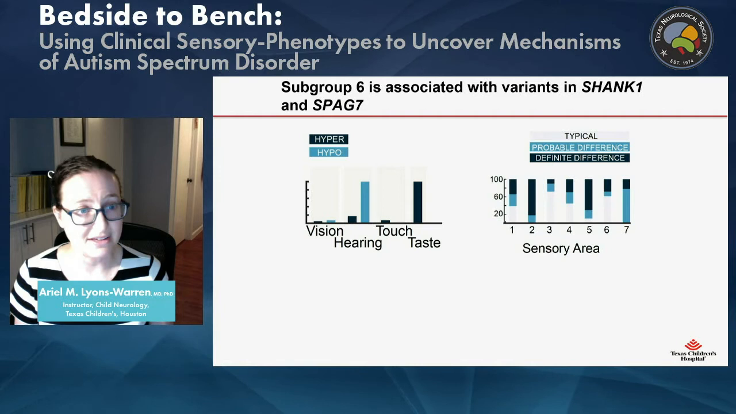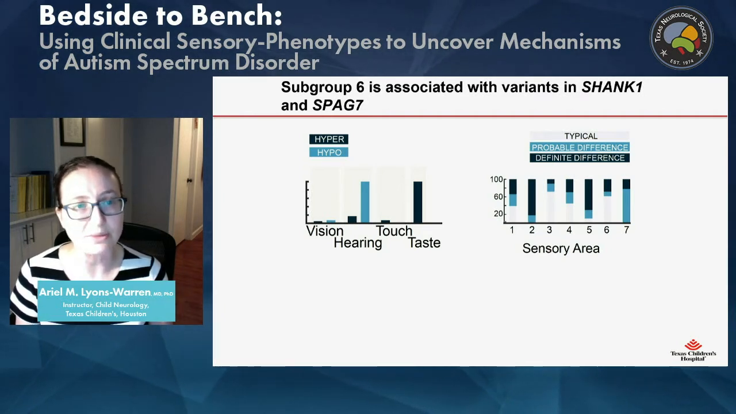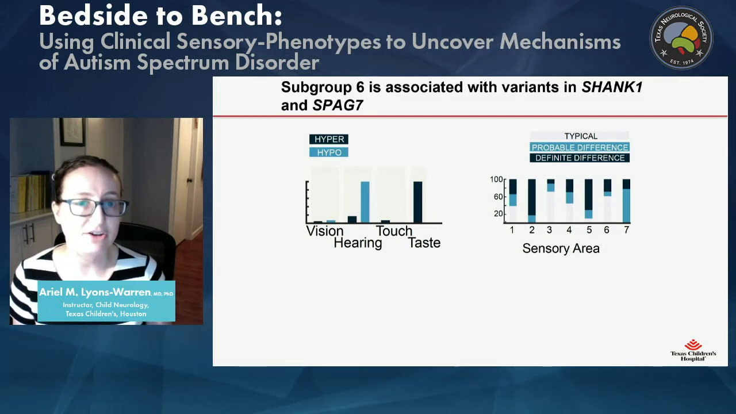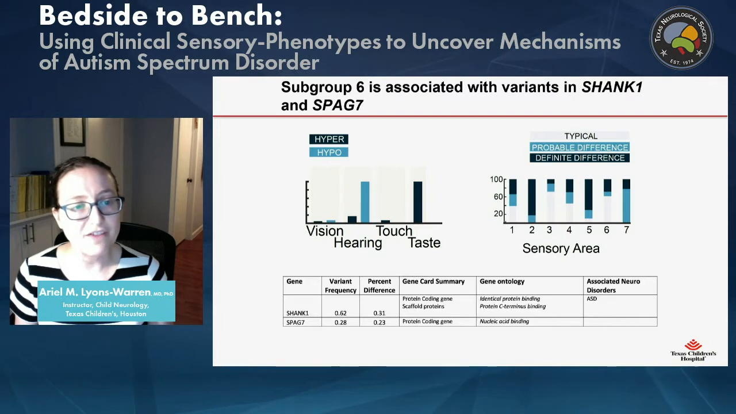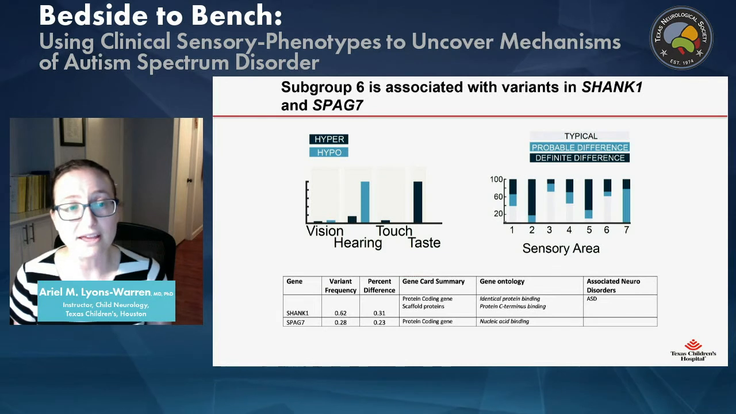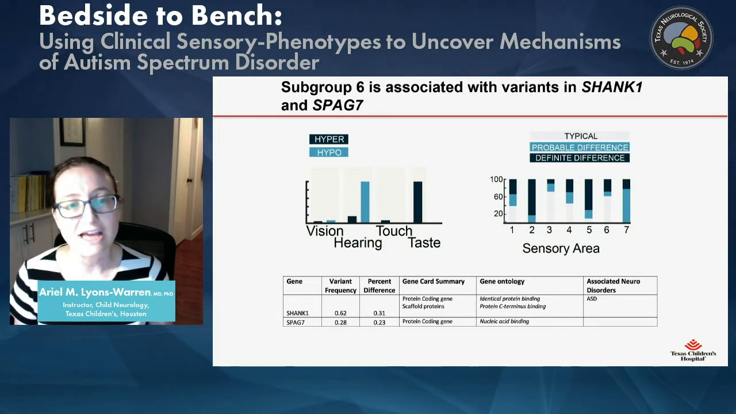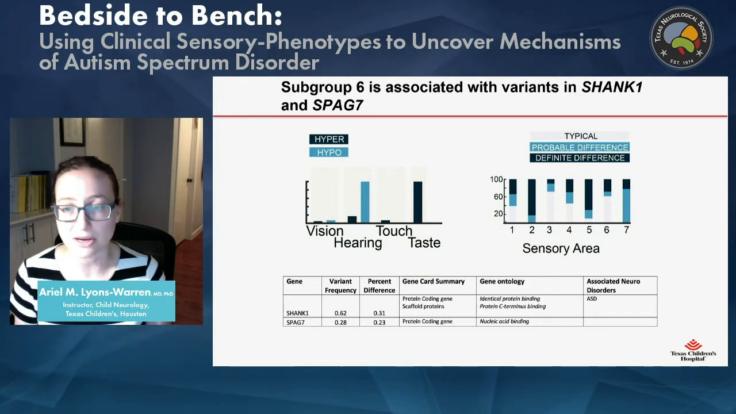This is subgroup 6, which, as you can see, is characterized by hyposensitivity in the auditory spectrum and hypersensitivity in taste. And on the right, I'm showing you the specific pattern of definite, probable, or typically different for the 7 sensory areas on the short sensory profile. And what we found is that in subgroup 6, patients were 30% more likely to have a variant in SHANK1 and 23% more likely to have a variant in SPAG7, suggesting that something about these genes might be related to this specific pattern of sensory impairment.